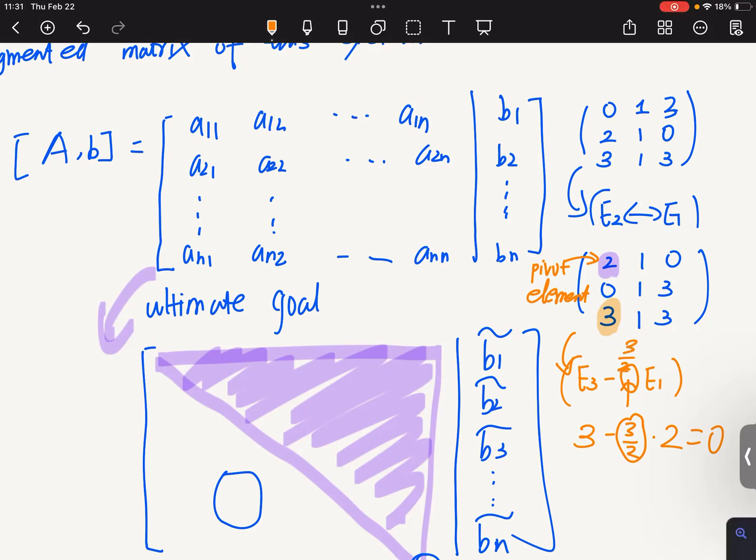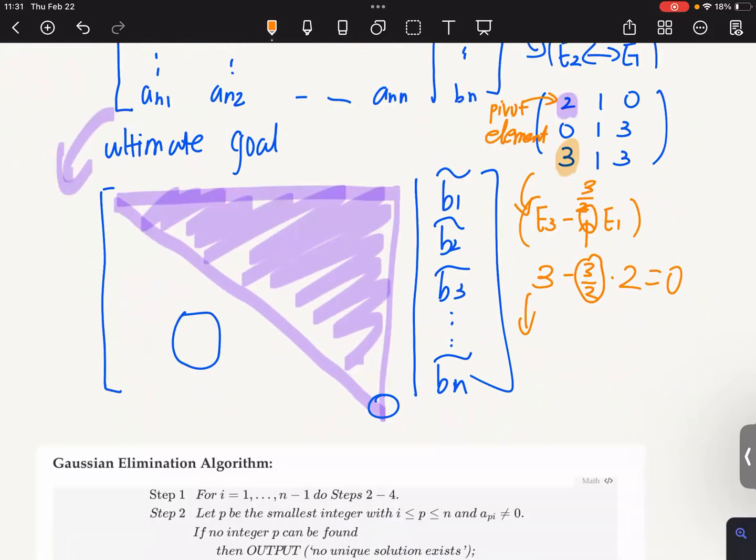So here we got this coefficient is 3 divided by 2, and then we will do the row operation here, and we can change things to this. With this row operation, we got 2, 1, 0, and then we keep the second row unchanged. And then what is the third row? The third row should be 0.